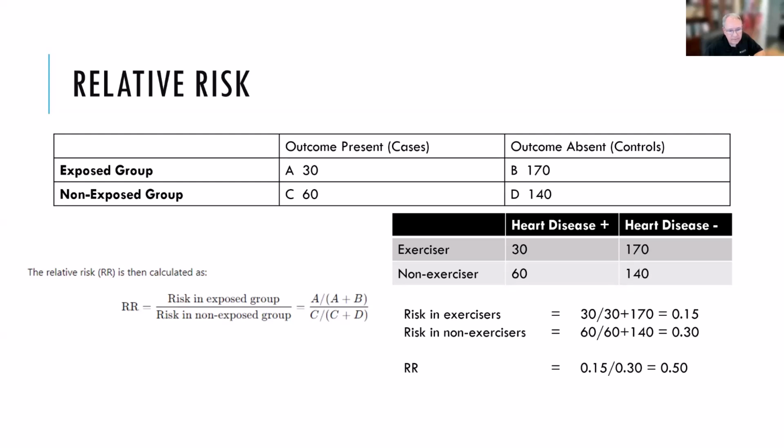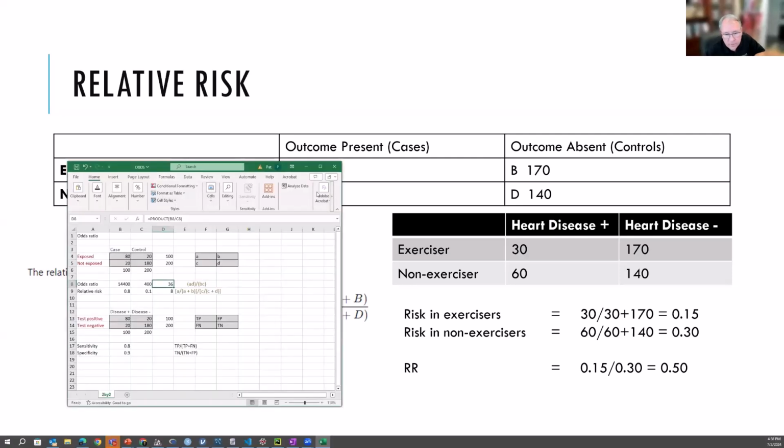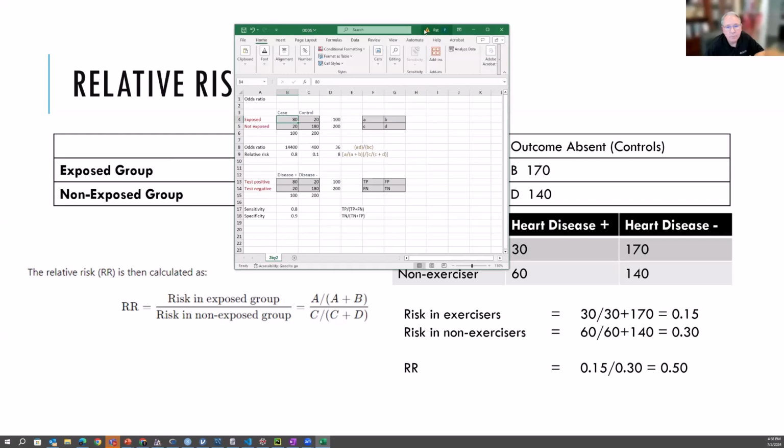All right, so we're going to do the same thing. The relative risk was used in the Framingham Heart Study, so they're used in cohort studies. We're looking here at exercisers versus non-exercisers, and using heart disease, positive for heart disease and negative for heart disease. So I can use the same spreadsheet here. I just have different numbers.